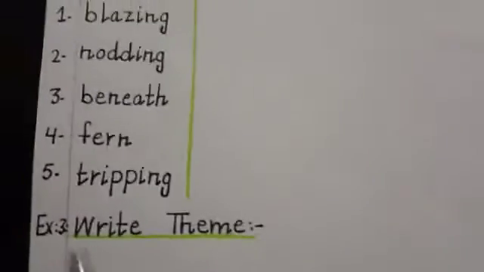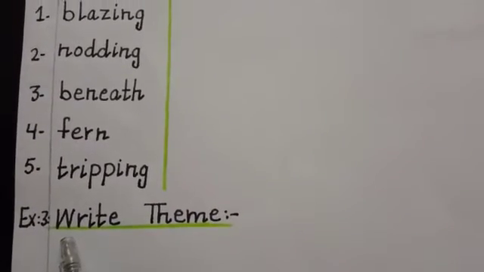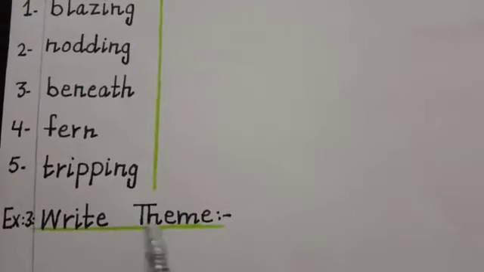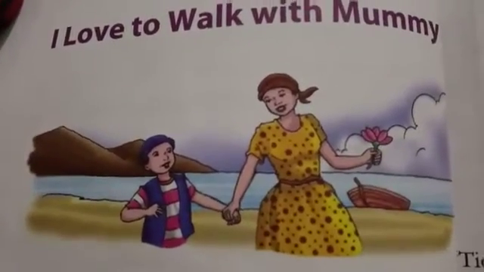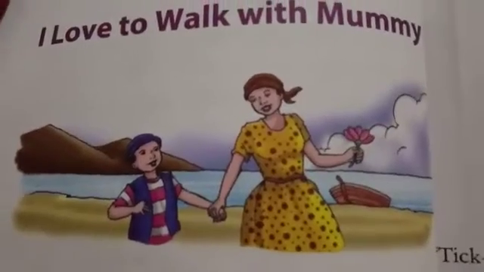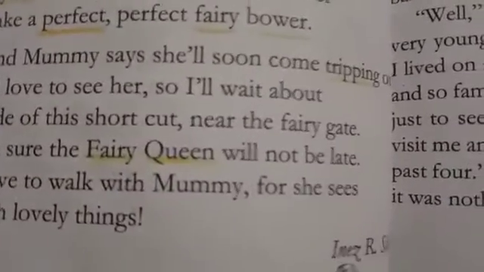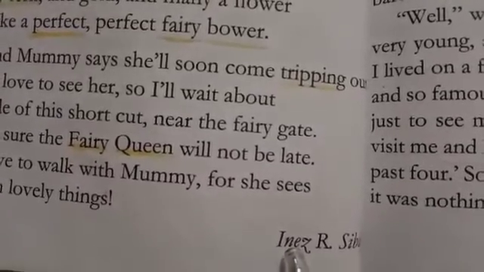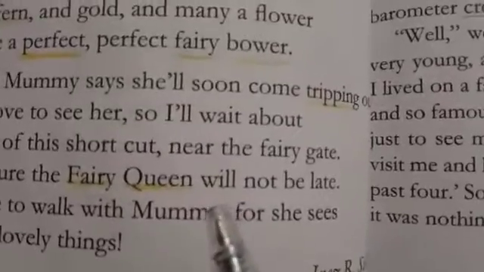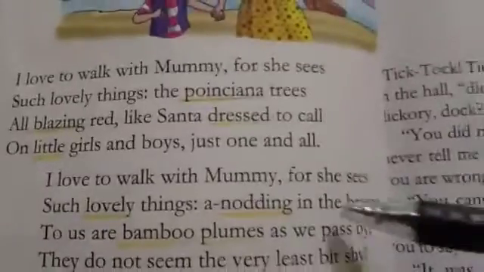Okay. After doing sentences, you will mention exercise number 3, write theme. Here you have to write the theme of this poem, I Love to Walk with Mummy. For writing the theme of this poem, you have to open your reader now. First of all, you have to write who has written this poem. For this question, you will come here and find the name of the writer, that is at the bottom of your poem. That is N.R. Sibley. You will write, this poem is written by N.R. Sibley. Then you will describe what the poet wants to say in this poem.